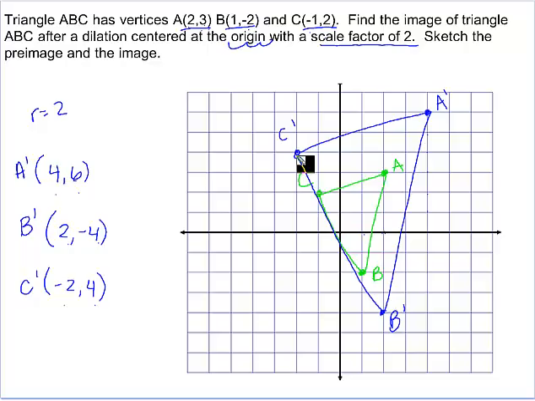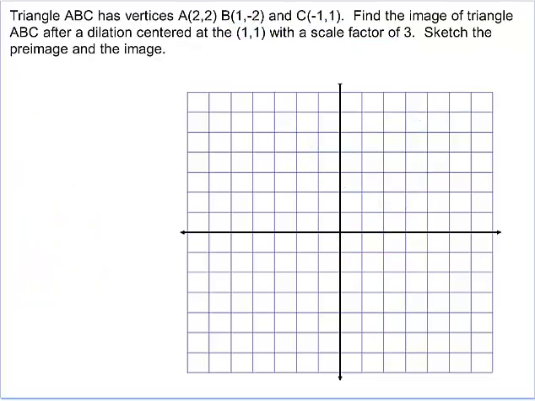All right, we'll do one more like that. Here, triangle ABC has vertices A at (2, 2), B at (1, -2), and C at (-1, 1). So I'll do the pre-image in green again. So there's A at (2, 2), B at (1, -2), and C at (-1, 1).